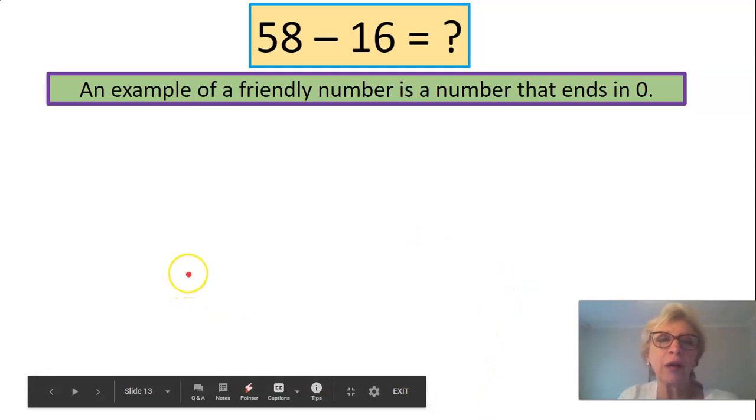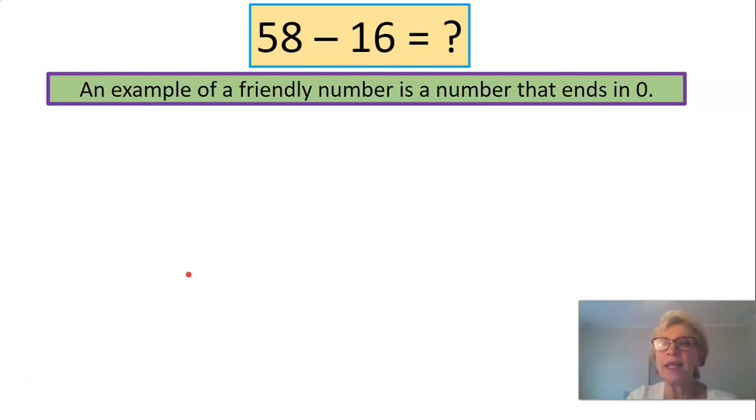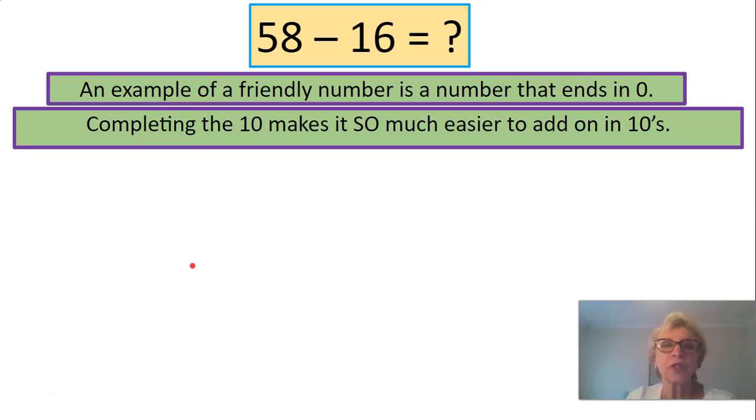Another important thing I want to share with you is an example of a friendly number: a number that ends in naught. And why I'm talking about friendly numbers is that it's always easier to count in tens or multiples of tens or twenties or hundreds. So by completing the 10, it makes it so much easier to add on in tens.